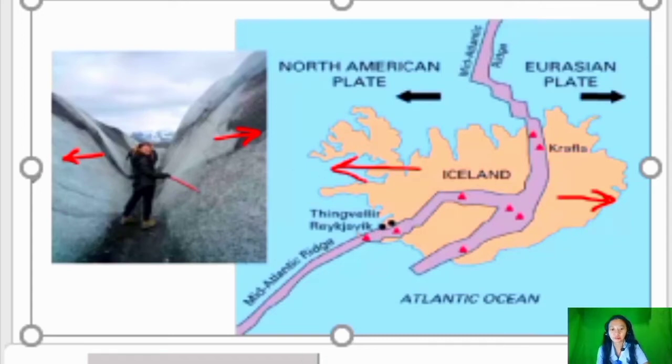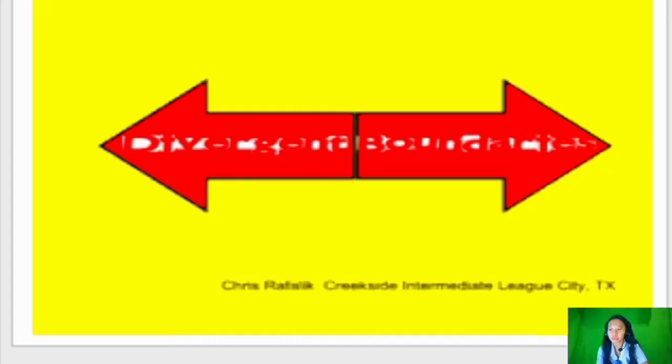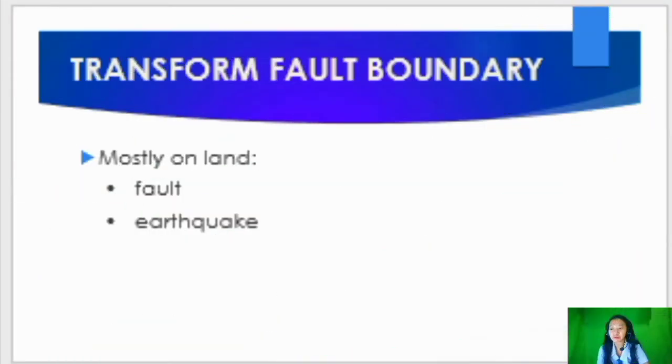Okay, so we're already done with the divergent plate boundary. So class, are you still there? We're already in our lesson 3.3, which is the transform fault boundary, which could be the last type of the plate boundary. So I want you all to shake your body and still continue to listen and learn in our adventure today. So for the transform fault boundary, events that may happen in this boundary are faults and earthquakes.